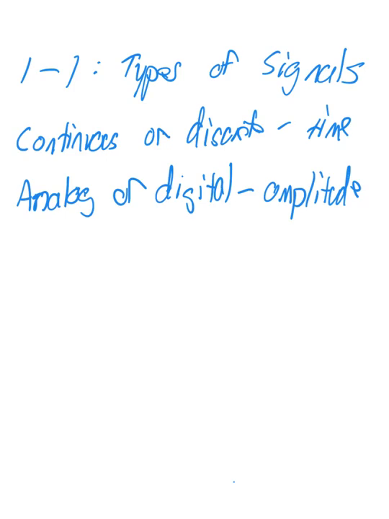And the final term introduced in section 1.1 has to do with causal versus non-causal and related types of signals. And this has to do with when the signal occurs. So it's another aspect of what's going on with time.